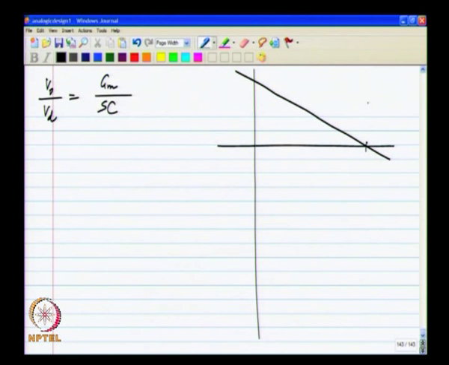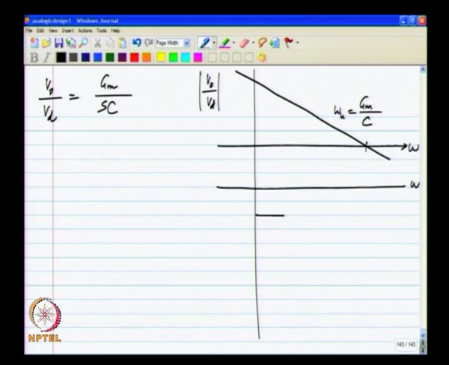Gain magnitude will be like that, and this is Gm by C, which is the omega u of the op amp. This is the magnitude plot of the gain of the op amp. And the phase plot of course simply is at minus 90 degrees or minus pi by 2.